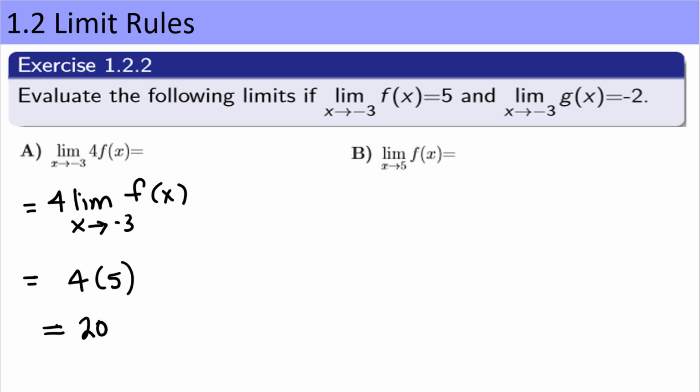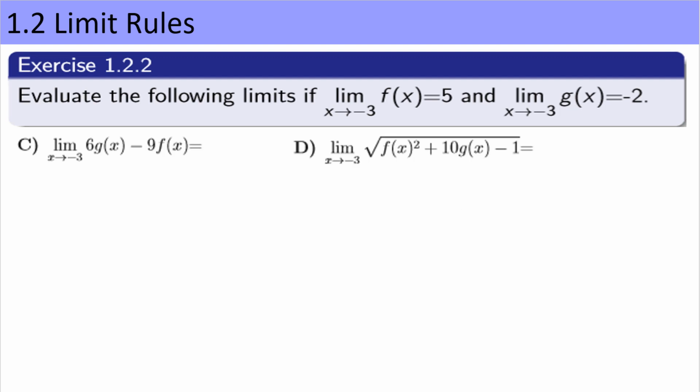Let's note that we're given values for f of x as x approaches -3. We don't have any other approach, so at this point, we can't do it. Cannot evaluate because we are not given sufficient information.